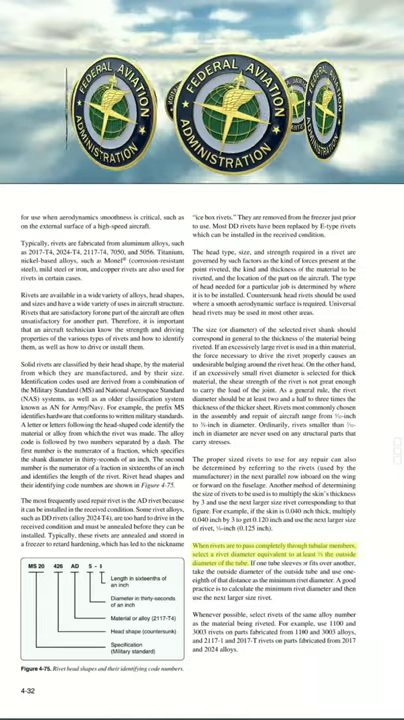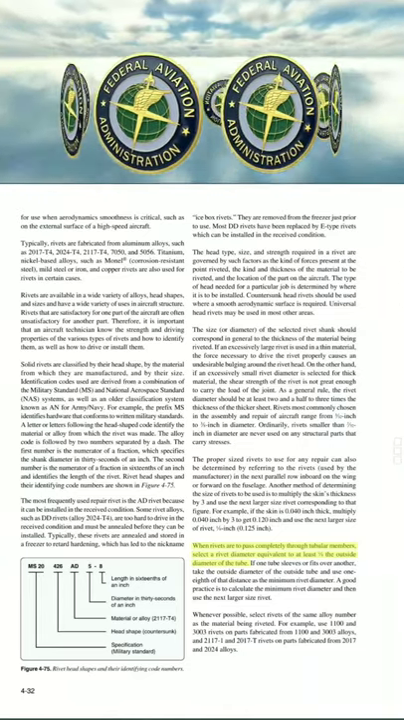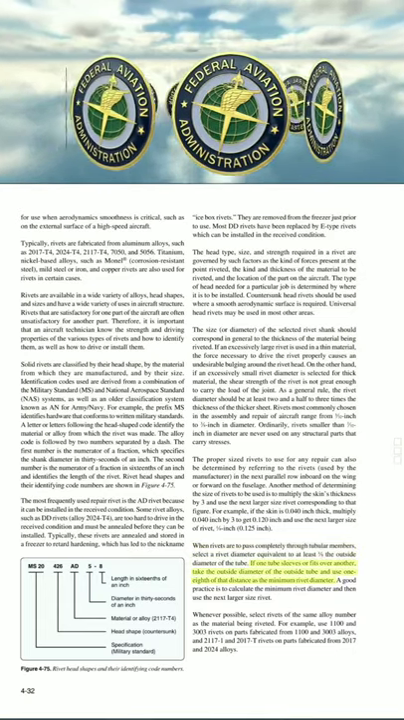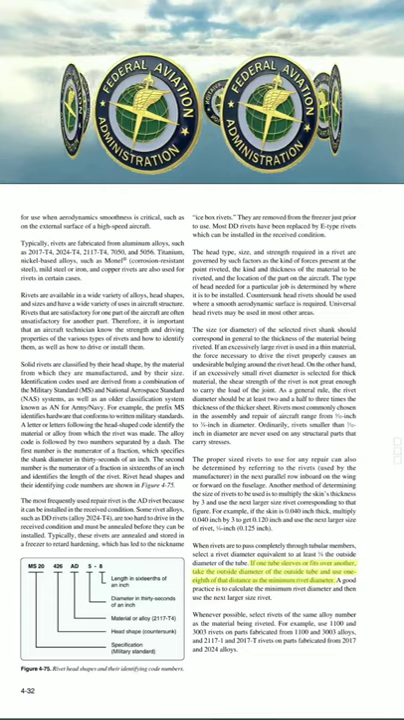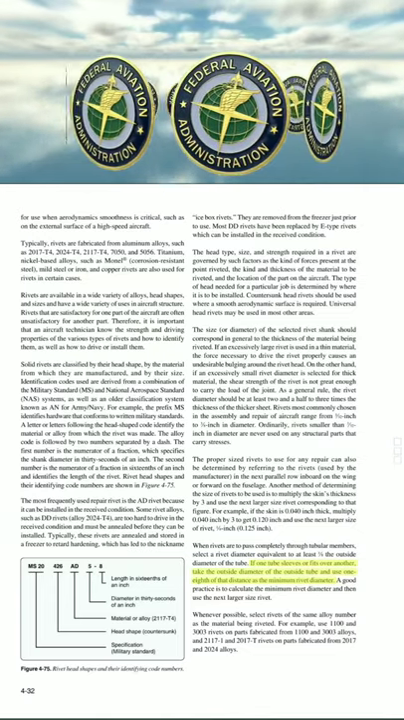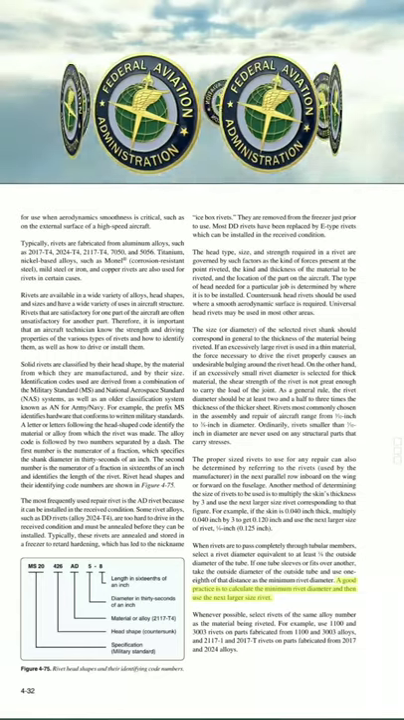When rivets are to pass completely through tubular members, select a rivet diameter equivalent to at least 1/8 the outside diameter of the tube. If one tube sleeves or fits over another, take the outside diameter of the outside tube and use 1/8 of that distance as the minimum rivet diameter. A good practice is to calculate the minimum rivet diameter and then use the next larger size rivet.